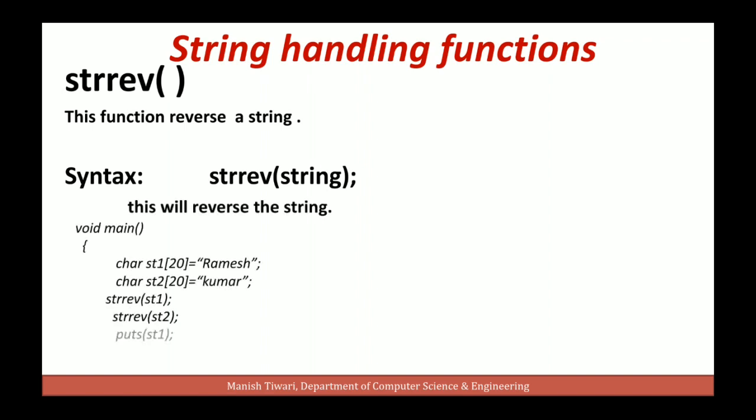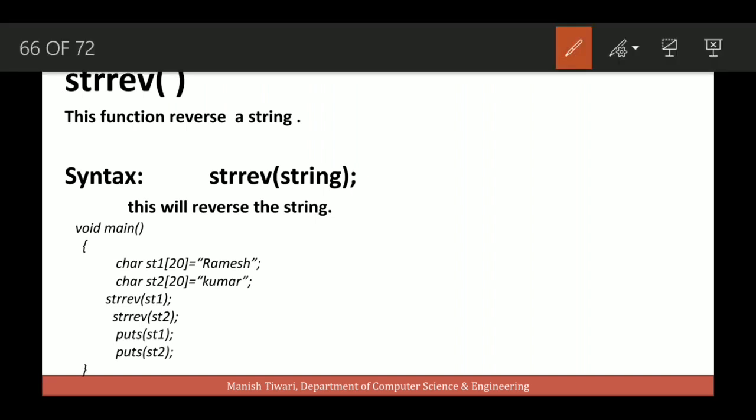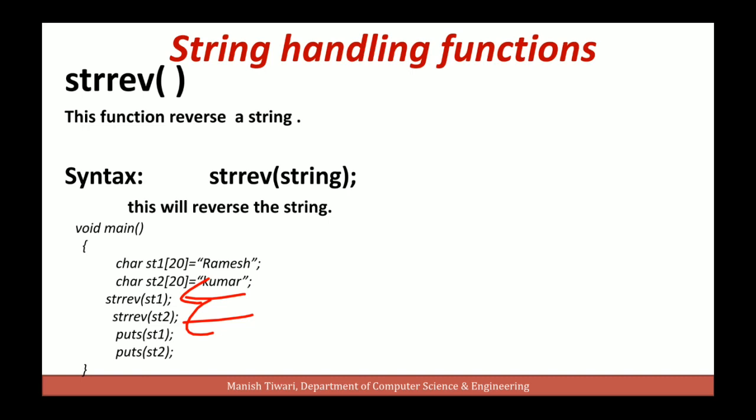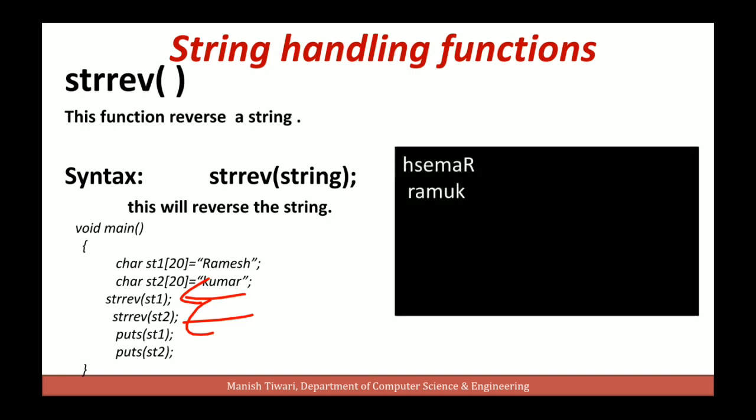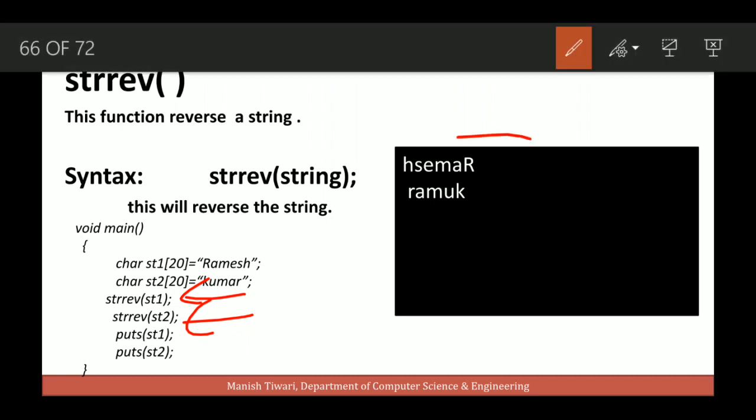We are taking two strings and we are just reversing both of these strings using this strrev function. First we are calling this function strrev, and we are passing st1, and in this we are passing st2. Then we are printing both the values of st1 and st2. So after calling this function, the values of st1 and st2 will be reversed. So when we will print these values, this will be the output of this program. And you can see here both of these strings are reversed now.